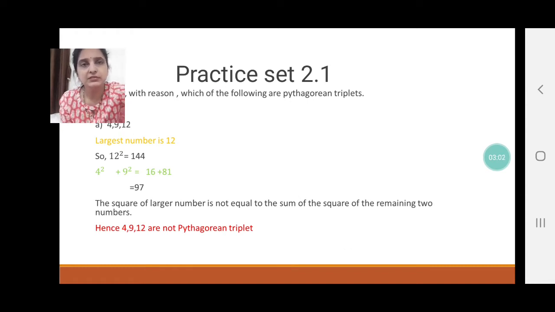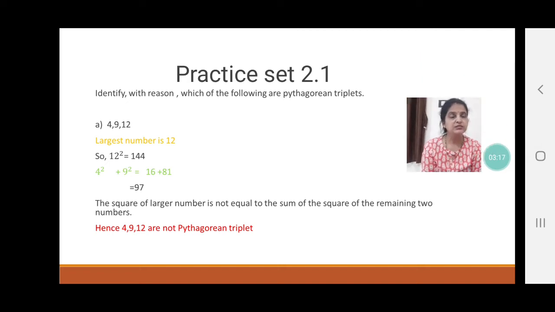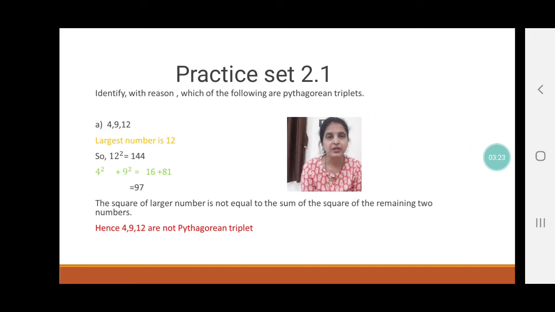So the example is 4, 9, 12. Now the square of 12 is 144 and the squares of the other two numbers, 4 and 9, that is 16 plus 81, is equal to 97. Now the square of the larger number is not equal to the sum of the squares of the other two numbers. Therefore 4, 9, 12 is not a Pythagorean triplet. So a few examples are there that you have to solve in the given exercise.